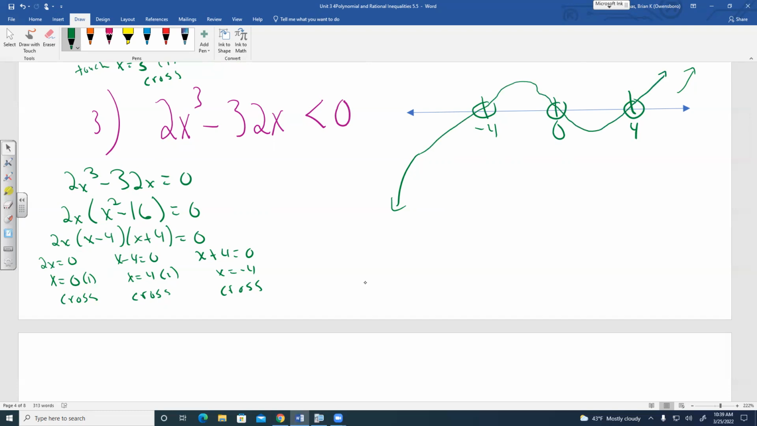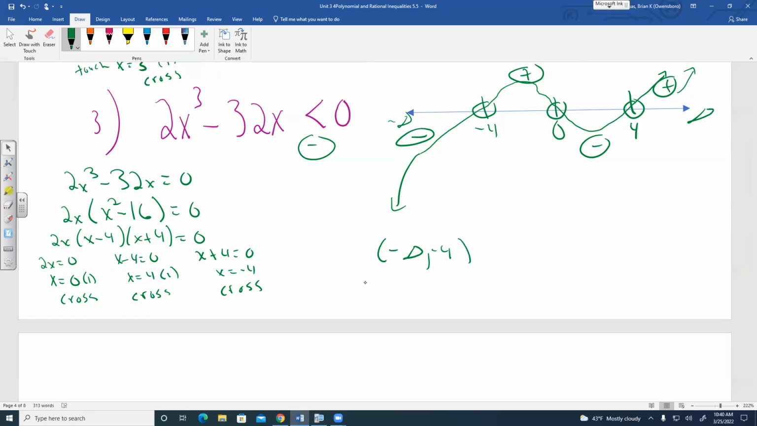Notice how less than 0 means we're looking for negativity. So notice how it's below the graph here. It's above the graph here, that's positive. It's below the graph here, and it's above the graph here. So I'm looking for negativity. So again, negative infinity to infinity is going to be over here. So negative infinity to negative 4 is going to be part of my answer because that's where it's negative.